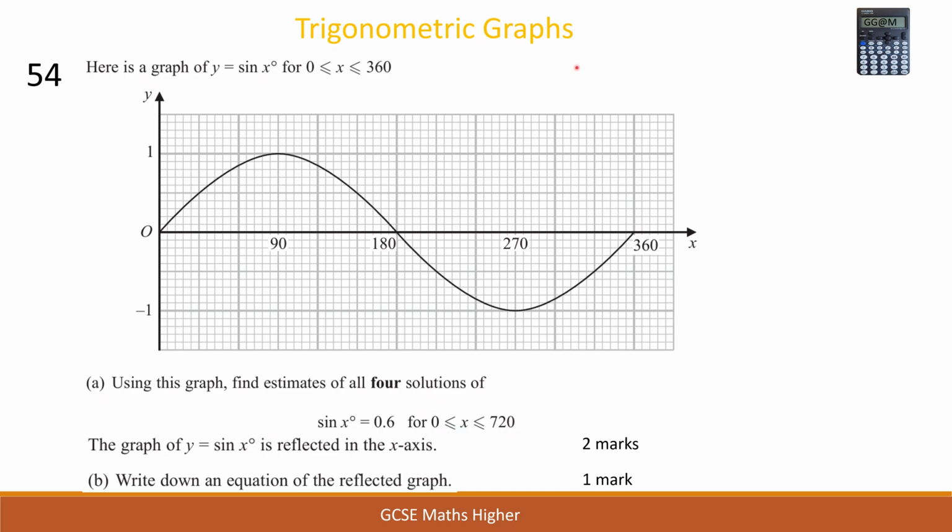Trig graphs are crucial so you understand how the solutions are working, and it's a key skill that you need to use not only at GCSE Higher, when you go on to A-level maths as well. So the skill that you learn here is really important for A-level. So make sure you can find all four solutions, because between 0 and 360 there'll be two solutions, but between 0 and 720 you've got four solutions.